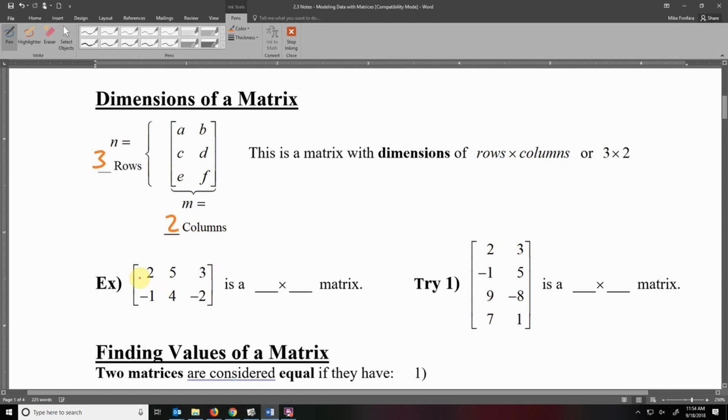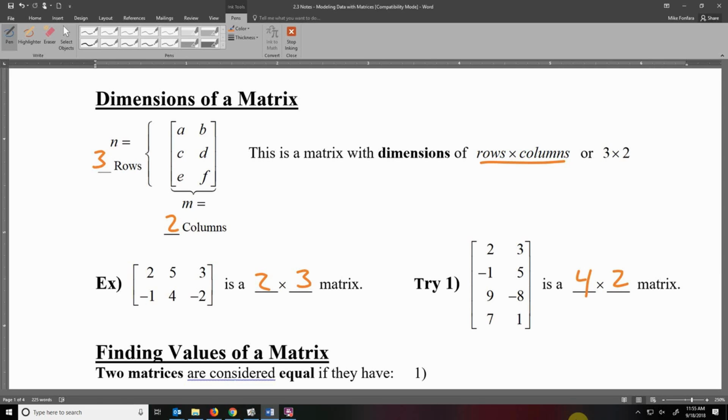Okay, so this matrix right here, we're going to write its dimensions in terms of rows by columns. There are 2 rows and 3 columns. That is a 2 by 3 matrix. So here horizontally we've got 4 rows and vertically 2 columns. This is a 4 by 2 matrix. So that's just what a matrix is, or what it looks like.